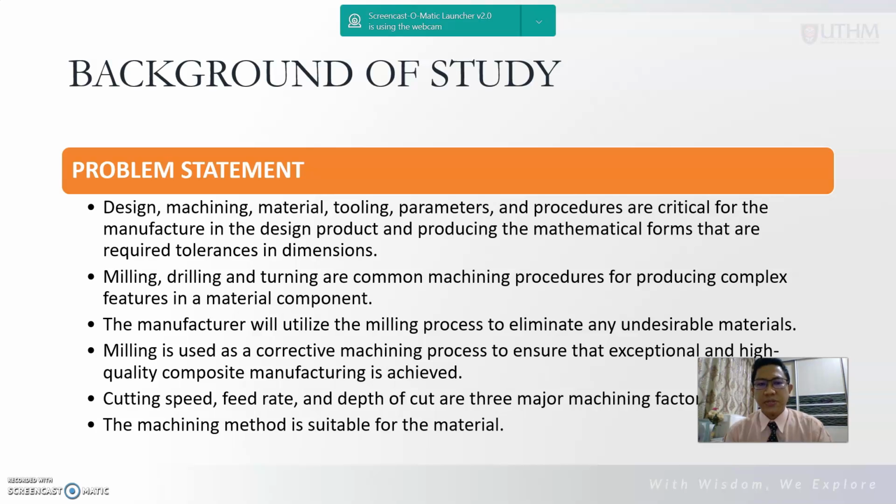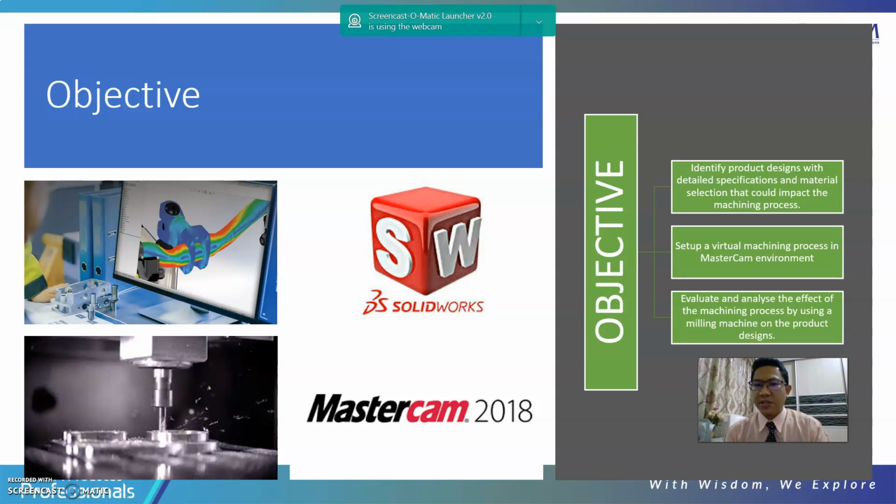The manufacturer will utilize the milling process to eliminate any undesirable material. Milling is used as a corrective machining process to ensure that exceptional and high-quality composite manufacturing is achieved. Cutting speed, feed rate, and depth of cut are three major machining factors. The machining method must be suitable for the material.